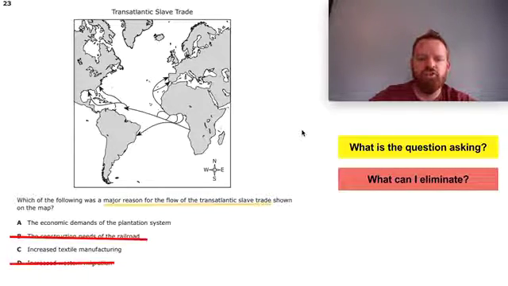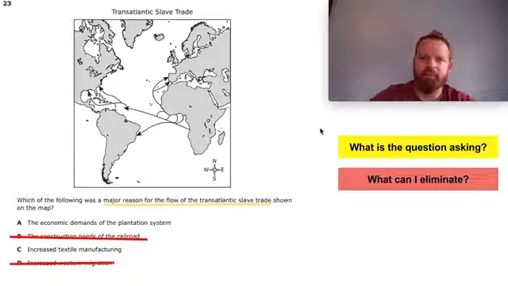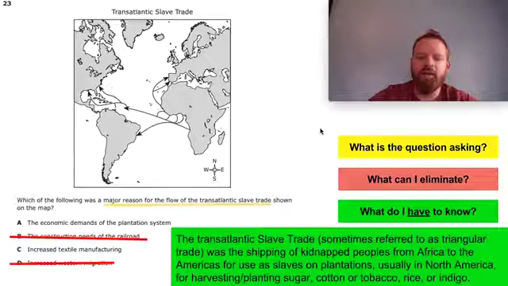And then the construction needs of the railroad. Well, the transatlantic slave trade had very little impact on the railroad building. That was, again, part of Western migration, so it doesn't make sense there. So we're left with two answers. Well, what do we need to know?